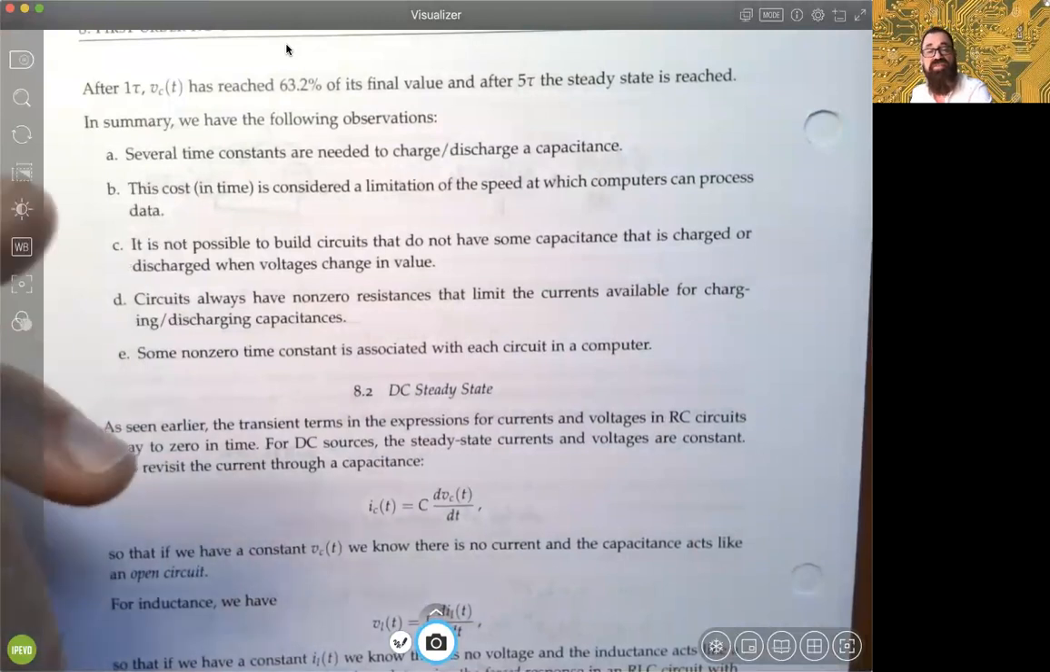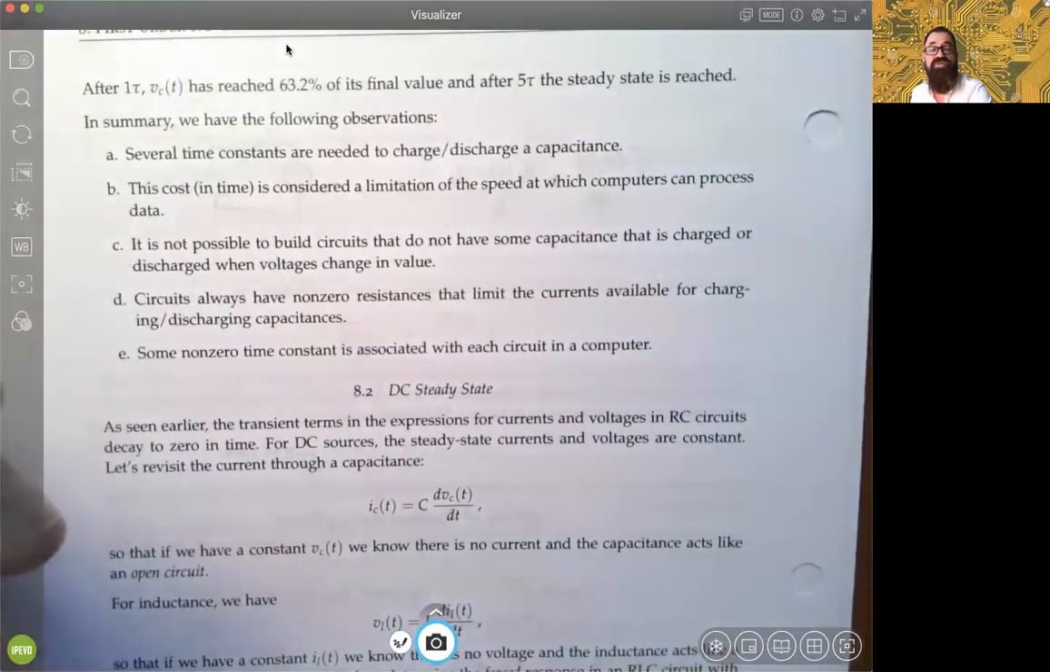This cost and time is considered a limitation of the speed at which computers can process data. It's generally not possible to build circuits that do not have some capacitance that is charged or discharged when voltage is changing value. That's just a practical aspect there. And circuits always have non-zero resistances that limit the currents available for charging and discharging, okay? We need those loads, right, to absorb the energy to discharge. Some non-zero time constant is generally associated with each circuit in a computer, for example. So you have time constants that will basically be calibrated to the clock cycle of that particular circuit, okay?